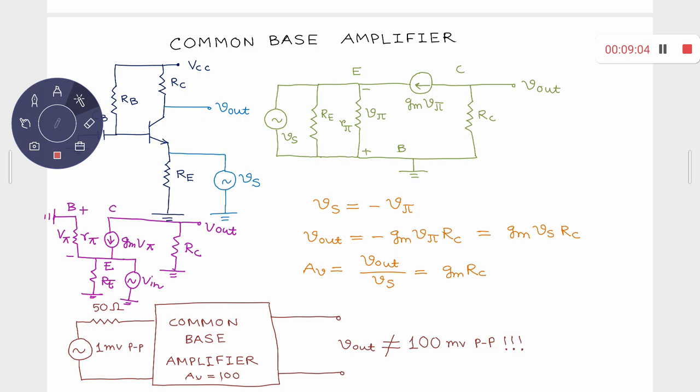For common emitter, you have seen that there is a minus sign. This side you have no phase difference, only gmRC. So the question is, is that the only reason for which we have explored this common base amplifier? Because the only difference is that, with respect to the emitter, only the minus sign is absent. Is it the only thing for which we have gone for this common base amplifier? Is it the reason?